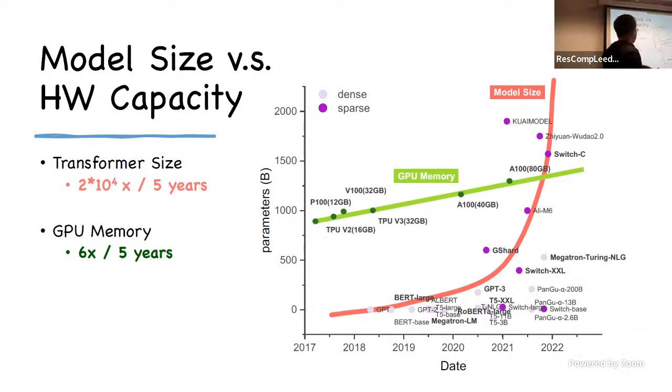But we can see the curve. The red curve means the model size. The blue curve means the GPU memory. In the last 5 years, the model size increased 20,000 times, but the GPU memory in the last 5 years only increased 6 times. So at present, we have no more money to buy more and more GPU resources to train large models. So how to train large models at this moment?